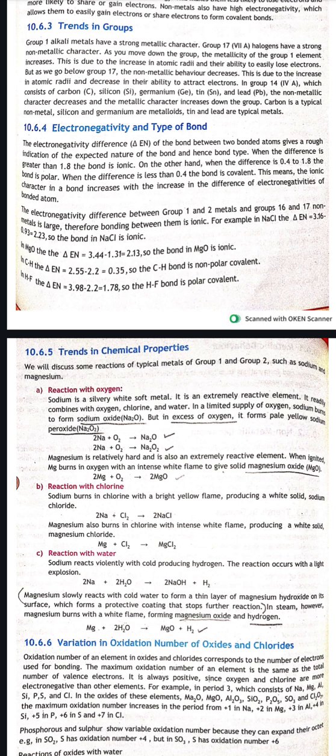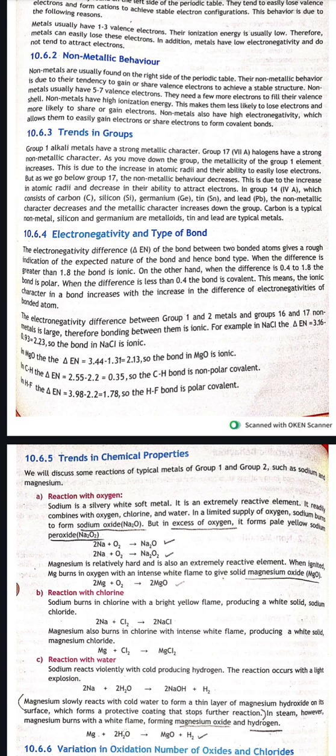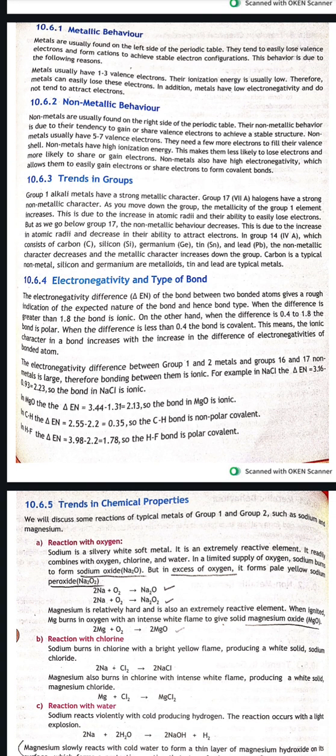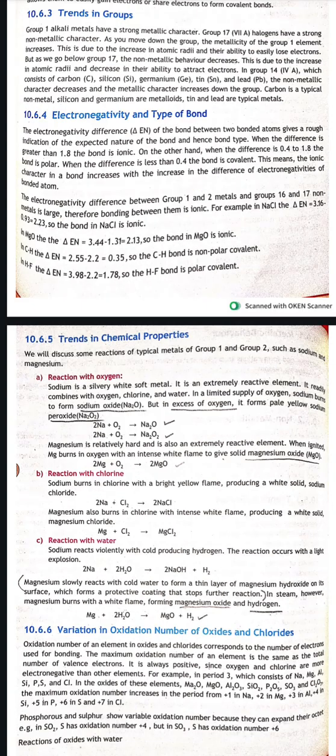For example, a non-metal, metalloids, and the metals. I think they have written it in a confusing way, but the point is that carbon is a typical non-metal, silicon and germanium are metalloids, and tin and lead are typical metals. So we also studied that the metallic character increases down the group. Okay, so this is the point here.